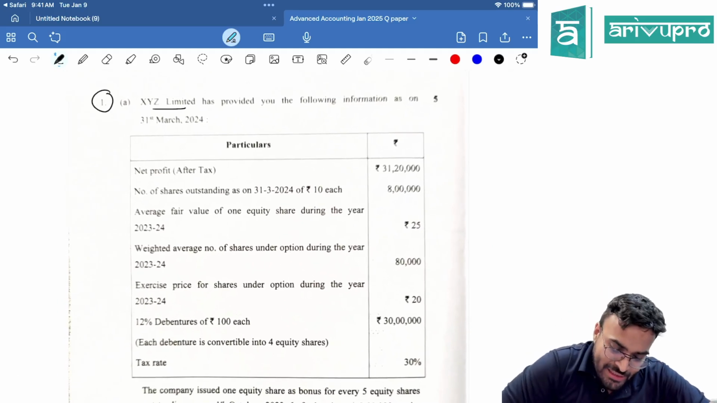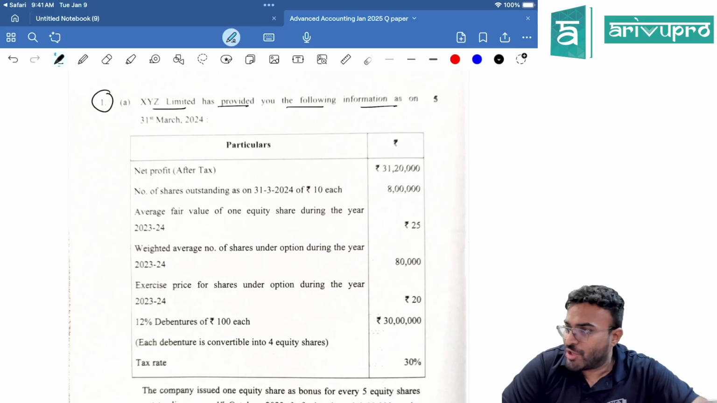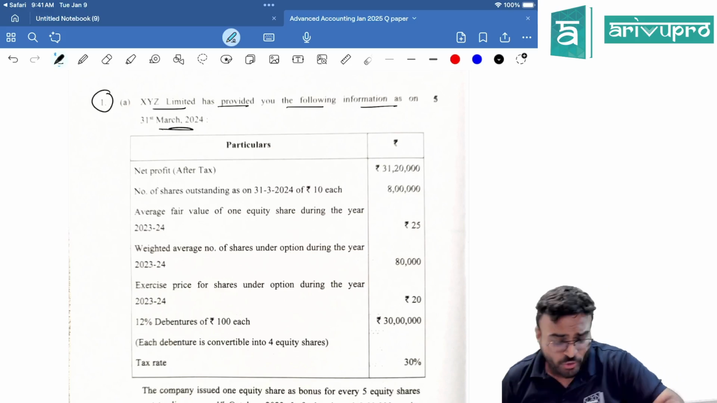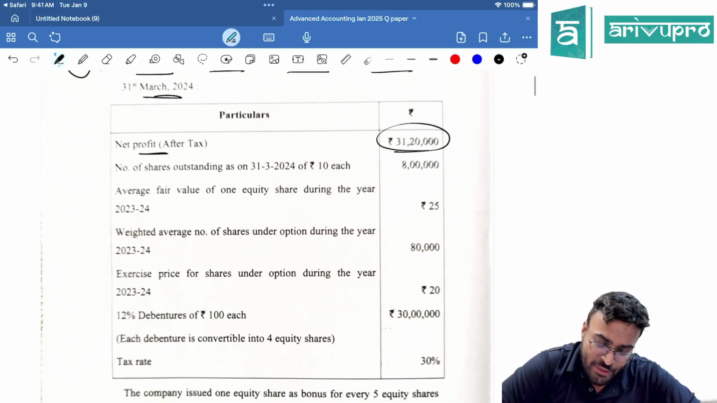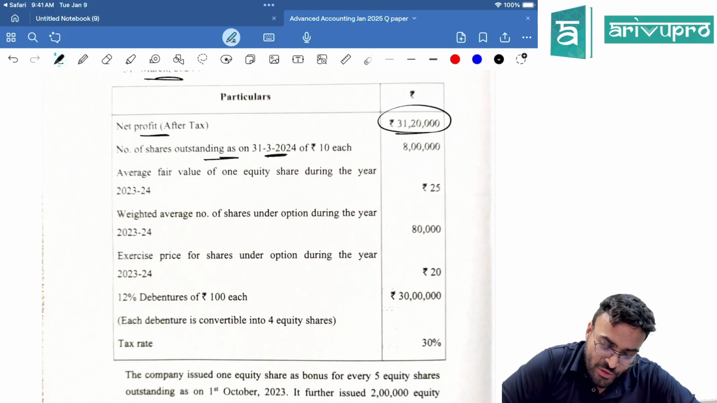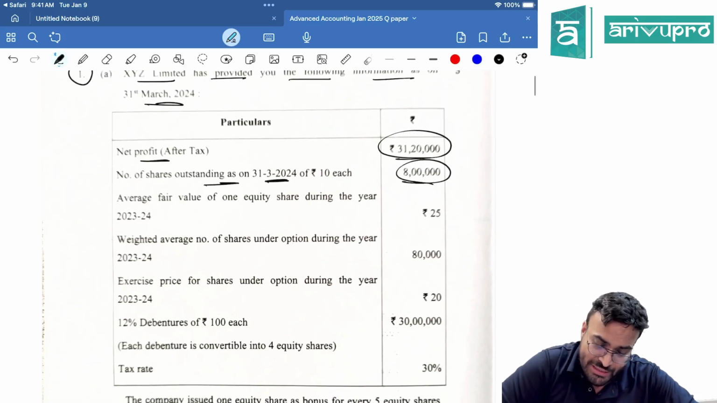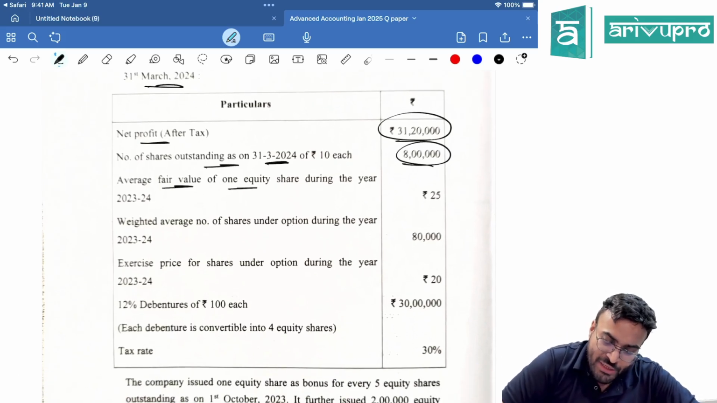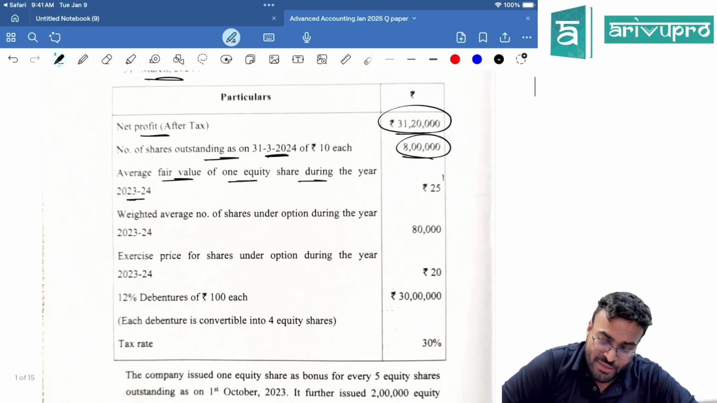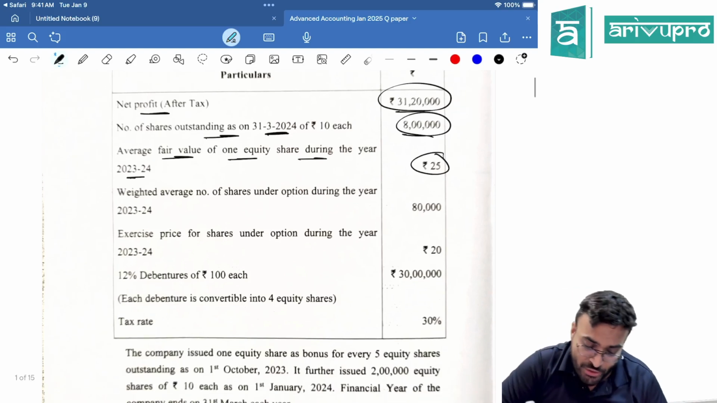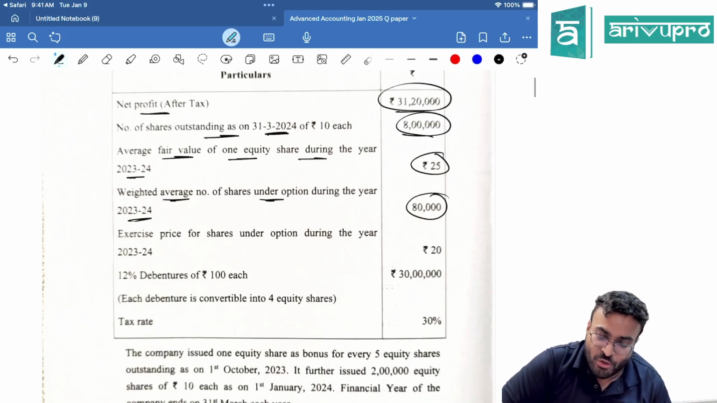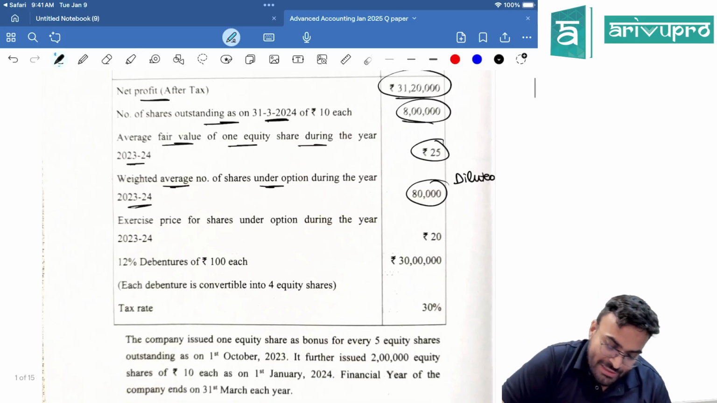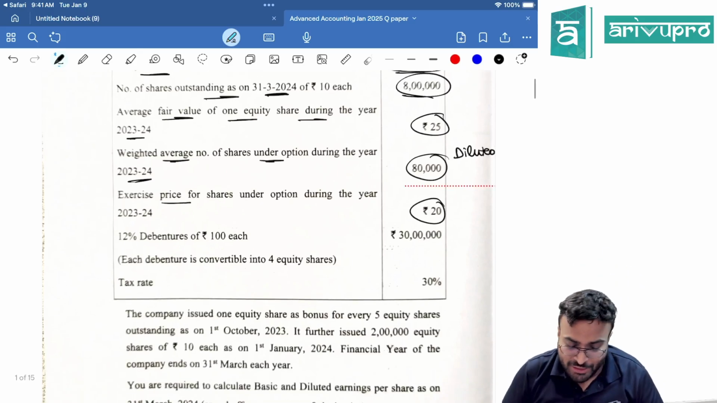Okay, descriptive part, guys. XYZ Limited has provided you the following information as on 31st March 2024. Net profit after tax 31,20,000. Number of shares outstanding on 31st March 2024 is 8 lakhs. Average fair value of one equity share during the year 23-24 is given. Weighted average number of shares under the option. An option is there, and this can cause diluted EPS. Now, the exercise price of the share is also given, 20.